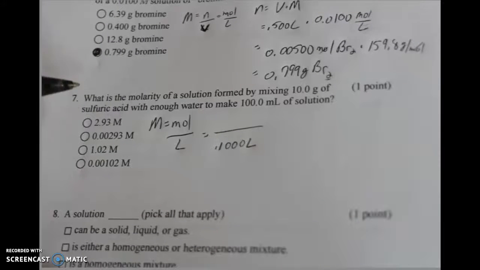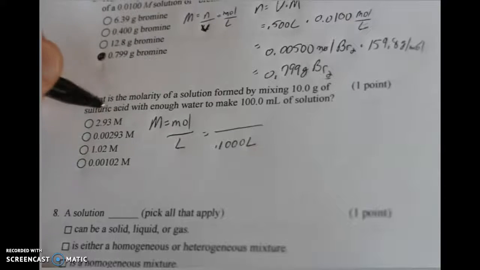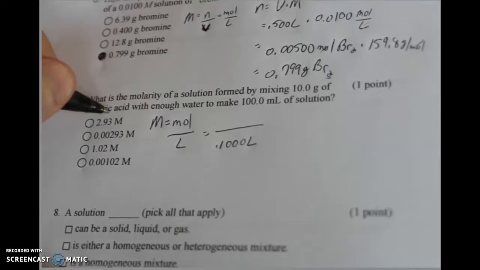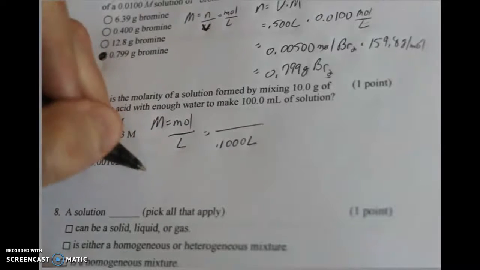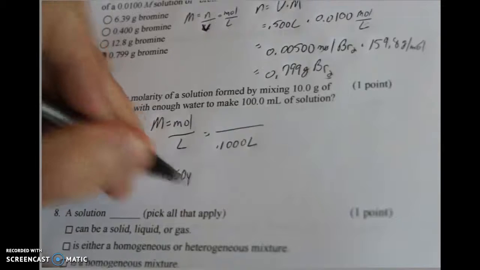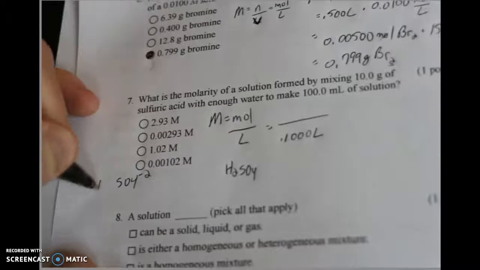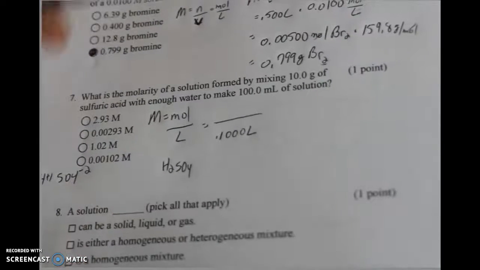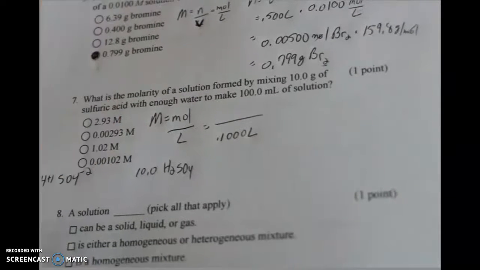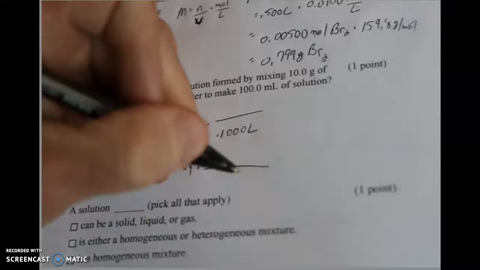So if you're talking about sulfuric acid, remember it doesn't say hydrosulfuric acid, so it's not binary. You're going to need a polyatomic ion, and this ending in IC is telling you that you're going to use sulfate. So what you get is H2SO4, because sulfate is a -2, hydrogen +1, so when you crisscross you get that H2SO4. We're going to take that 10.0 grams of sulfuric acid, and we are going to convert that into moles.